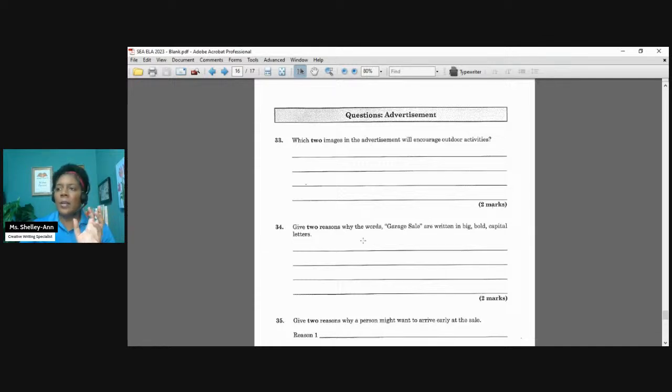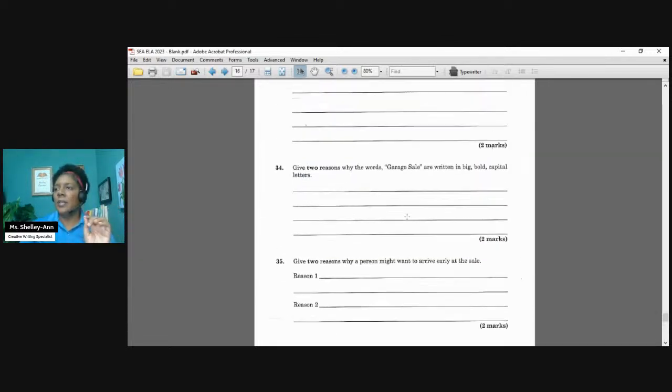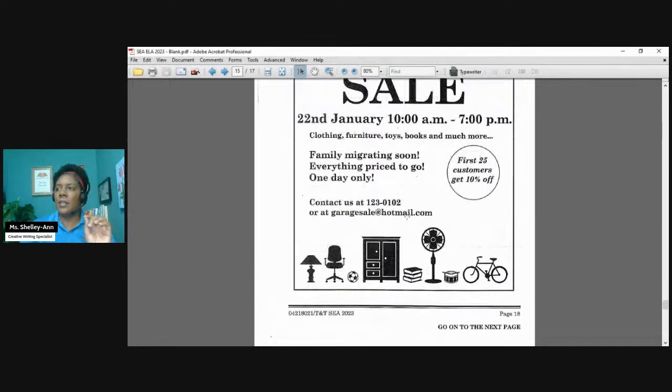Even though we have two reasons here, you have to think about this. Two images, you have to think about which one of the images would have outdoor activities. You also have to think about other images that could be added based on the type of advertisement this is. And so let's go back up now and see what the graphic is.